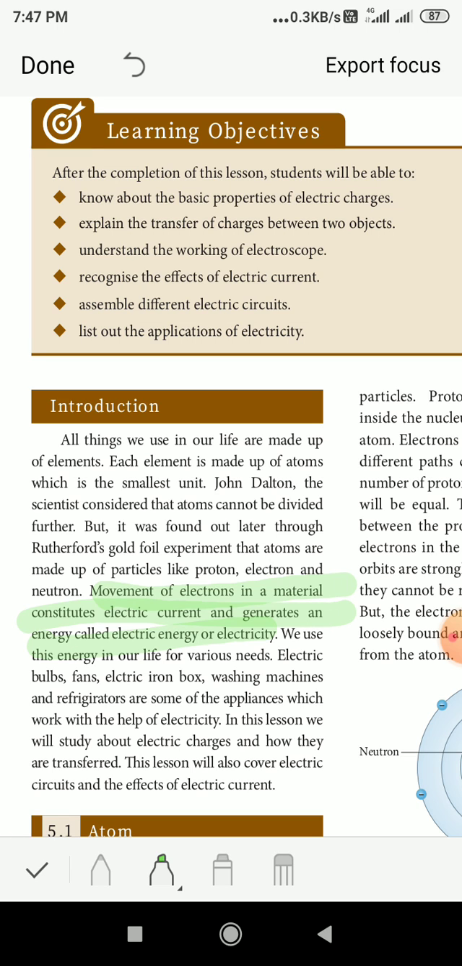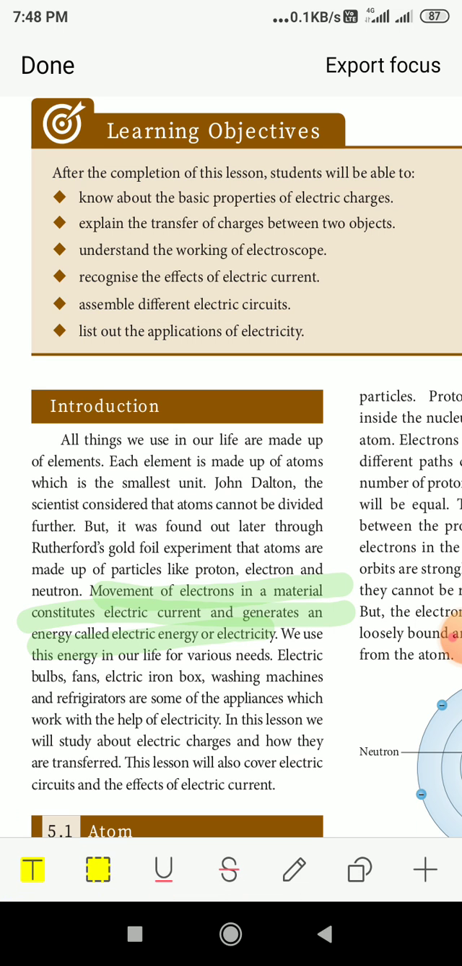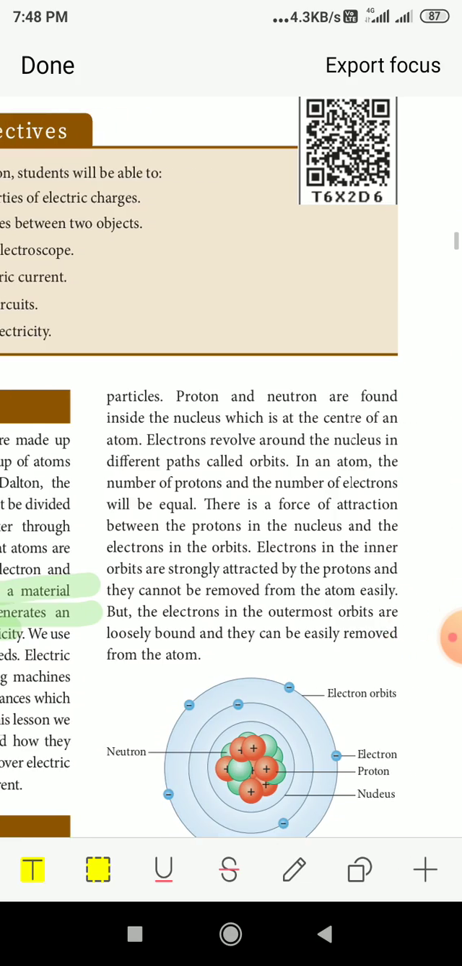Nowadays, in each and every home appliance, we need electricity. Without electricity, we are not able to do any work.